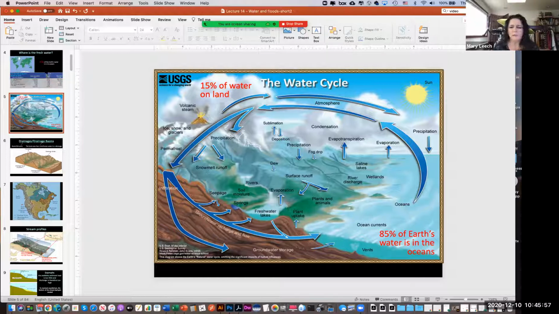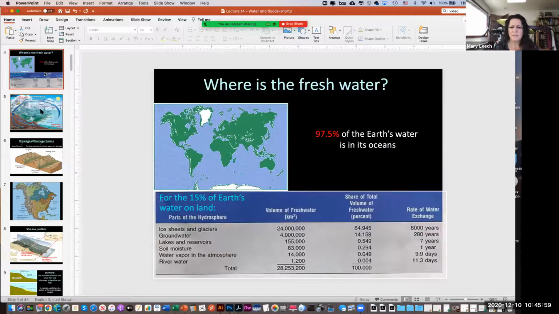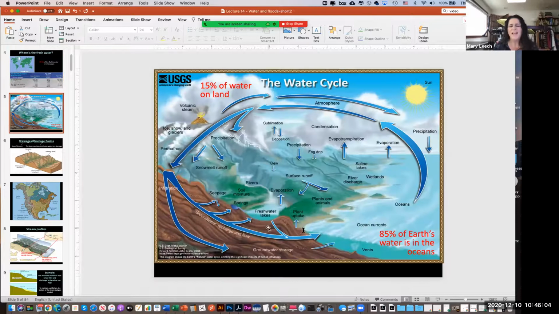85, that's what I did. It should be 85-15. I'll figure that out later. This is obviously the correct number. 85% of the Earth's water is in the oceans, and 15% of it is on land. I don't know where the 98, I'm gonna have to figure out where that number came from.